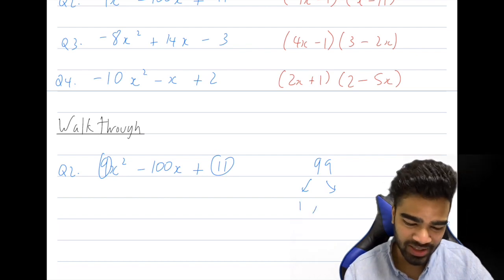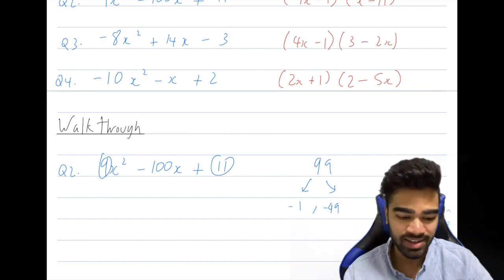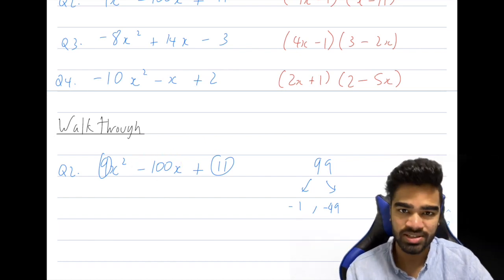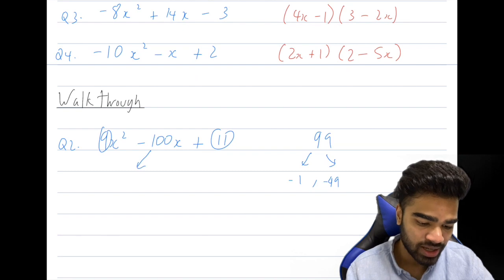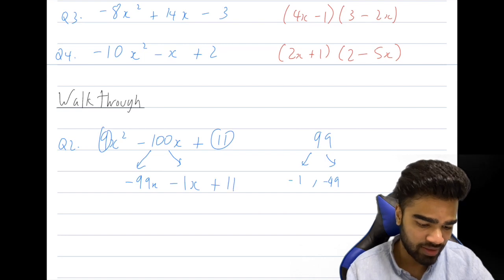I think it's kind of obvious. 1 and 99. If you have negative 1 and negative 99, negative 1 times negative 99 is positive 99, and negative 1 plus negative 99 is negative 100. So it checks out both of our rules. So you split negative 100x into negative 99x and minus 1x, plus the 11 and 9x squared.